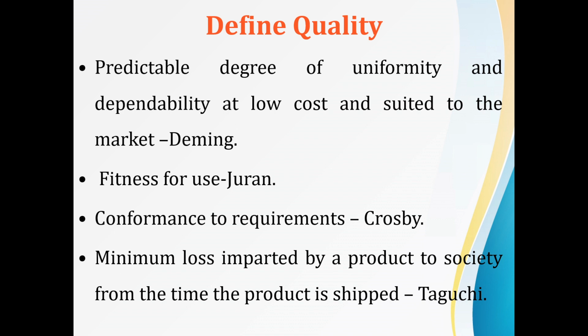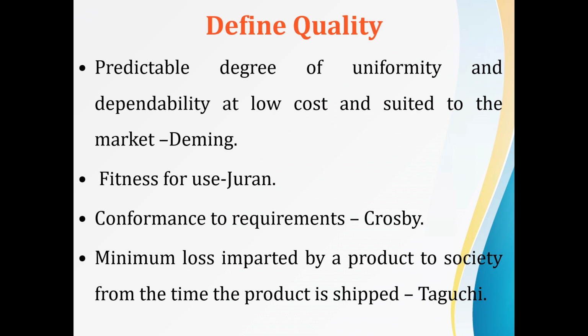And Juran defined quality as fitness for use. So already we have discussed this in the previous slide. Depending upon the application, the quality of a product may vary. That is the meaning of this definition. And according to Crosby, quality is nothing but conformance to requirements. Conformance means standards. So if we are meeting the standards produced by any national or international organization, and we are satisfying those standard procedures, then the product has good quality.